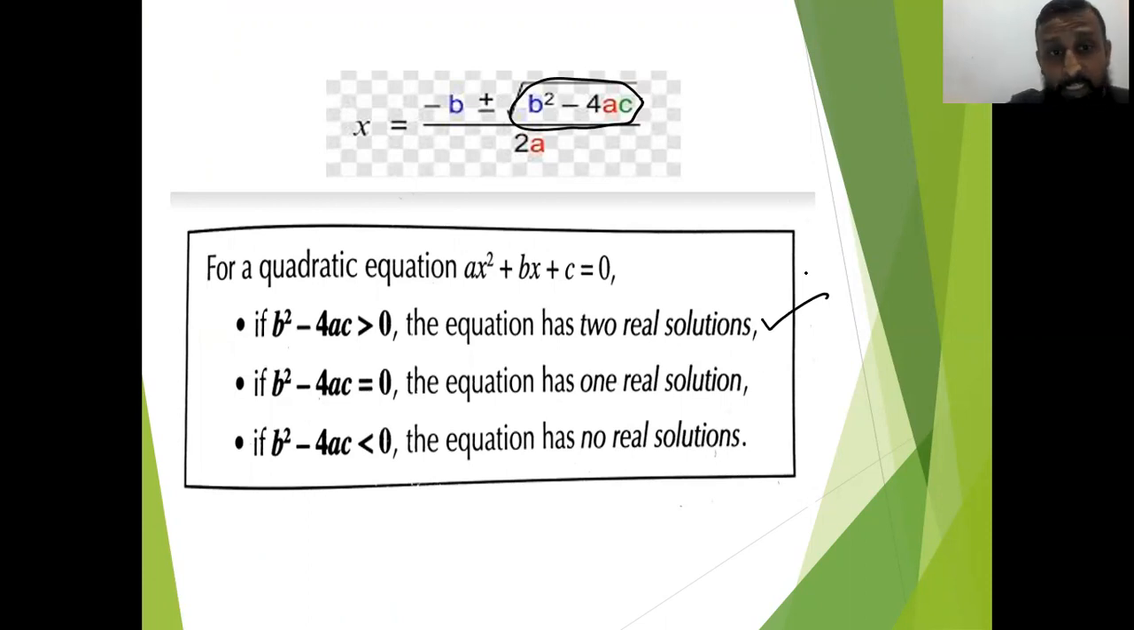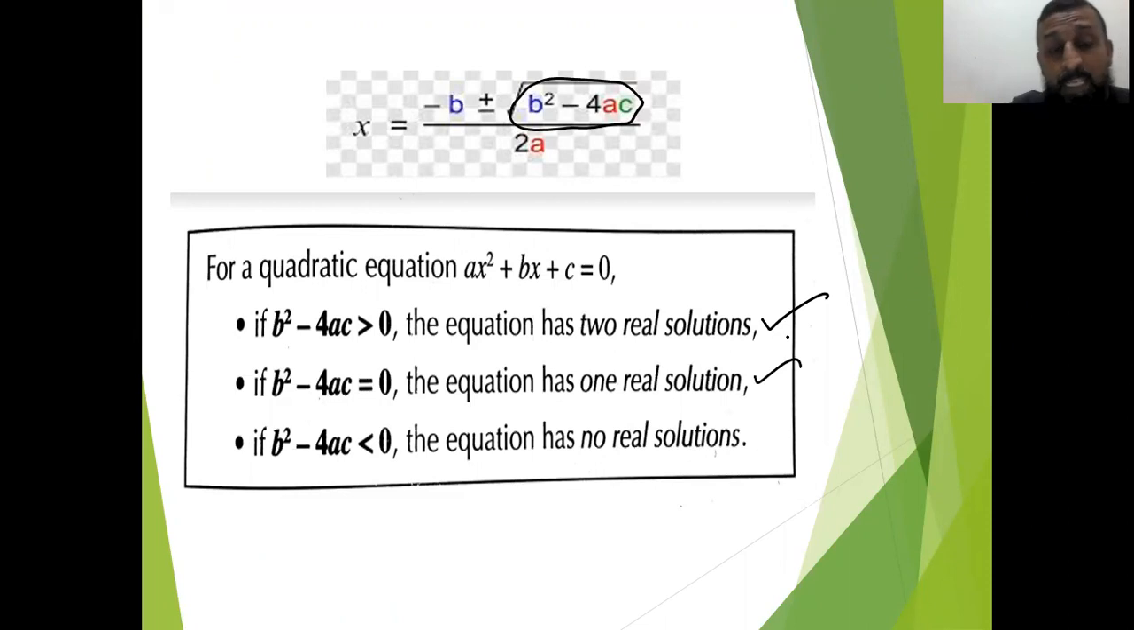Now, second thing, if we get the result of b square minus 4ac as 0, everything gets cancelled, and we get a result 0, then this is a special case. We will only have one real solution. Okay, we won't have two answers, we will only have one answer. That one answer will be our only solution.